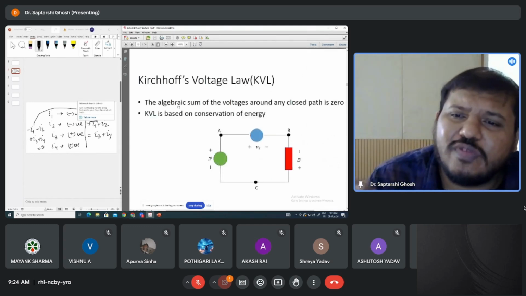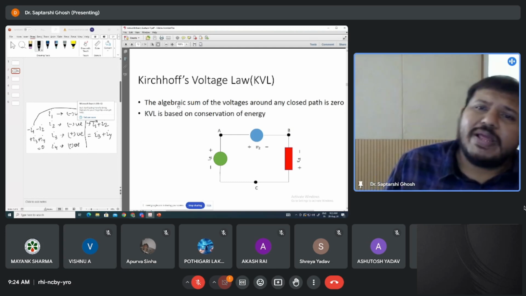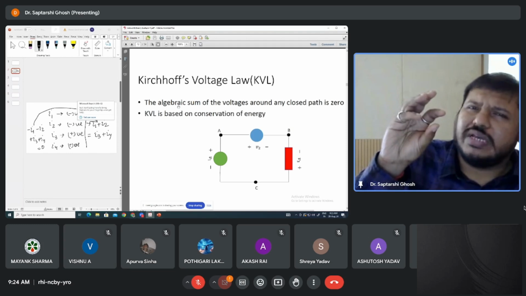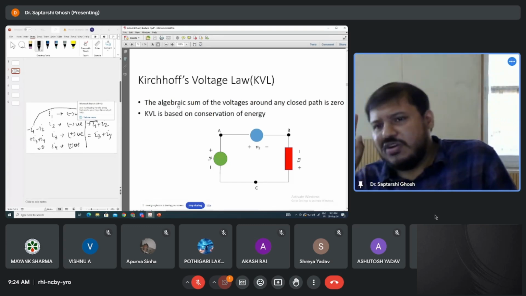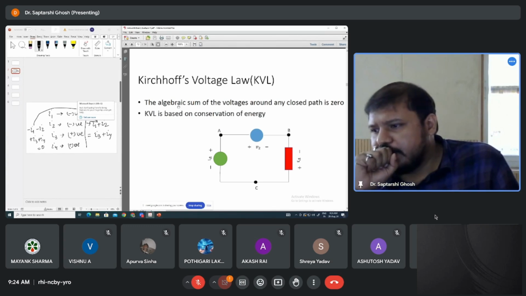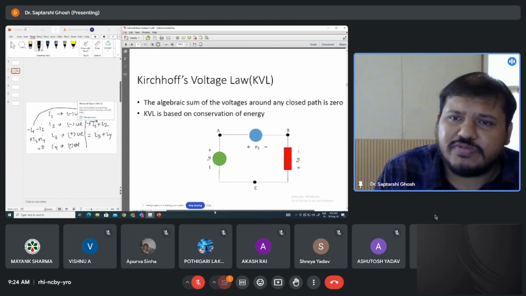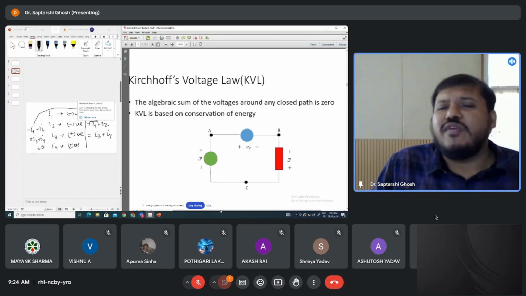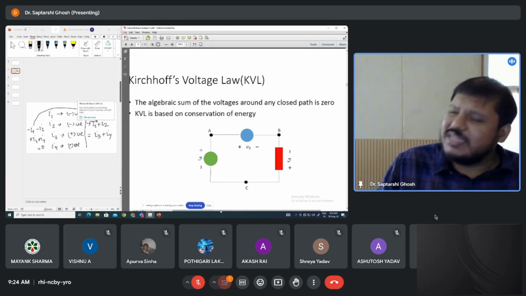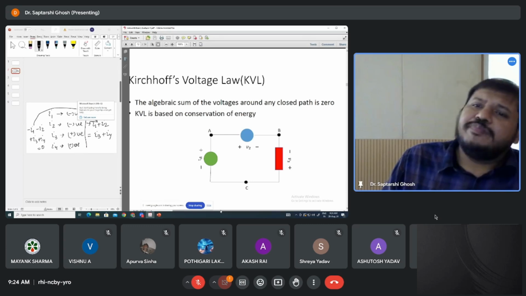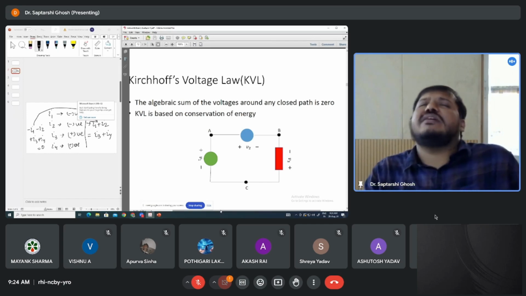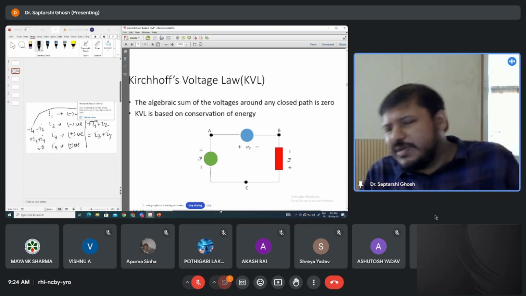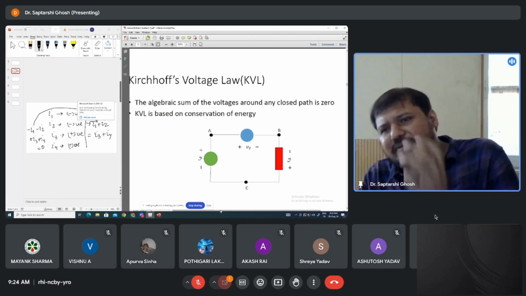Next is Kirchhoff's voltage law. To apply KCL, you only need a node. To apply voltage law, you need some kind of a loop, not a mesh. You need a loop. So what Kirchhoff's voltage law is telling is that the algebraic sum of all the voltages around any closed path, that is a loop, not a mesh. It is also applicable in a mesh, but we are talking about a loop. We are not going into the specifics that a mesh is a loop with no other loop inside it. It is only a loop. There can be other loops inside it. So you take any closed path.